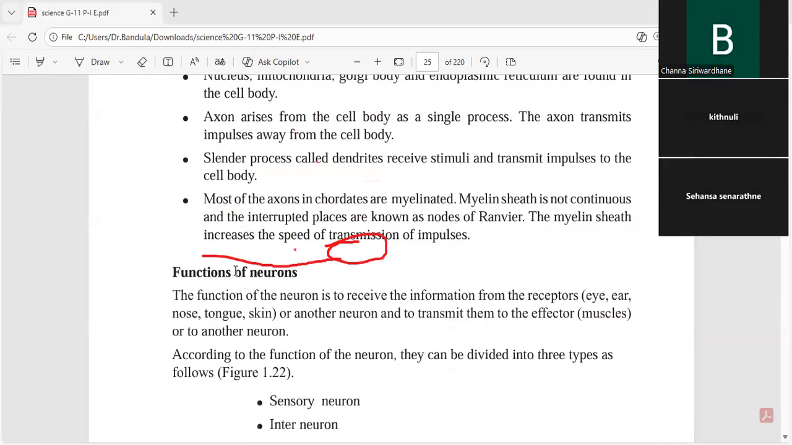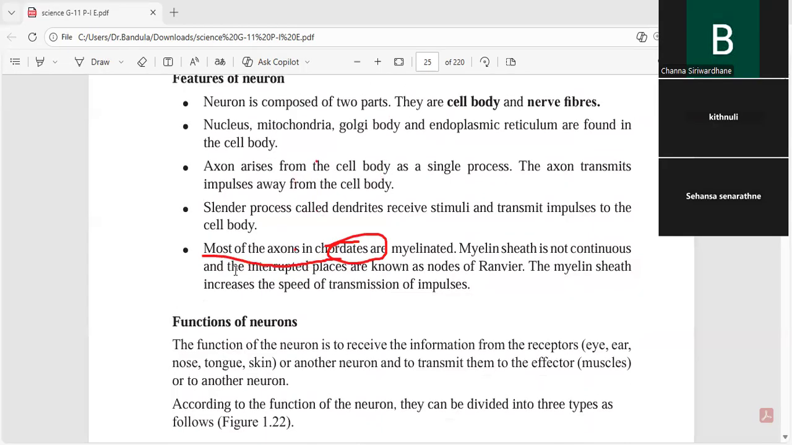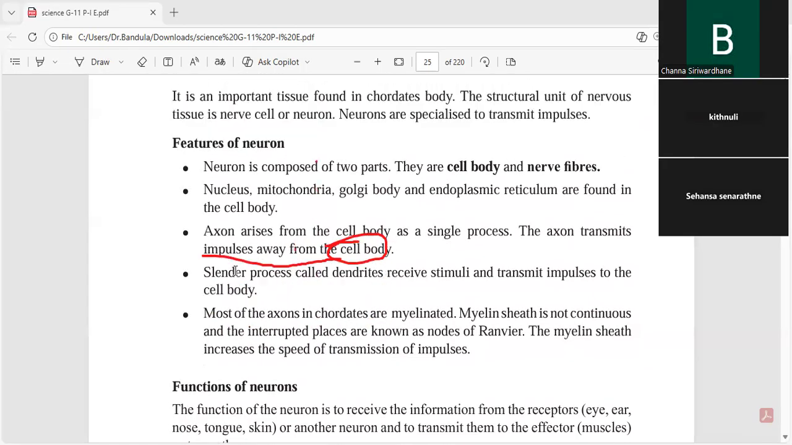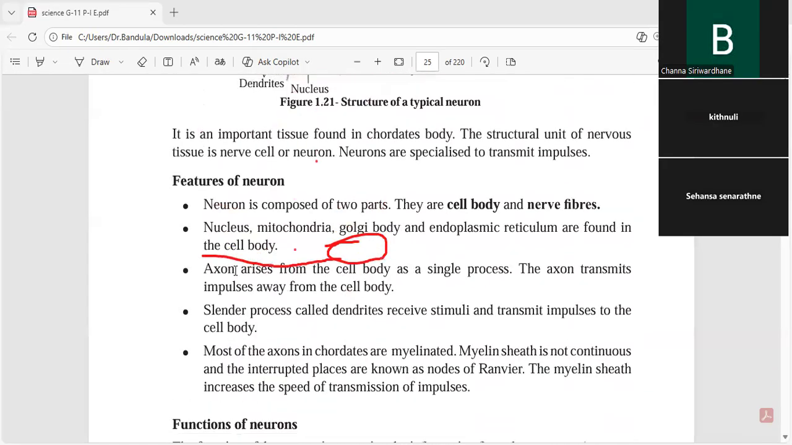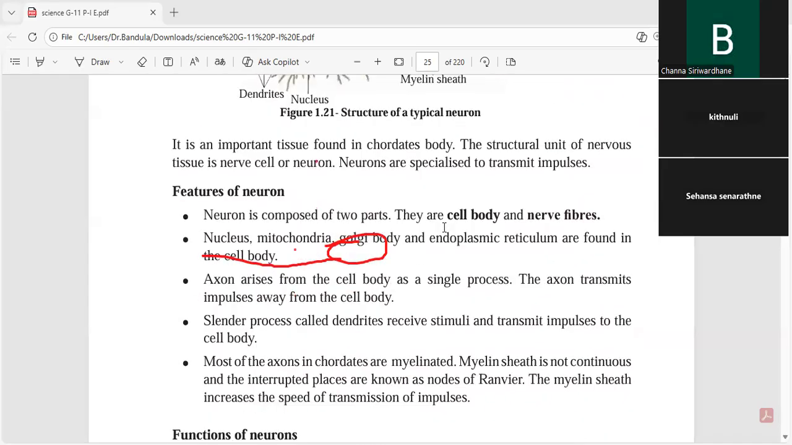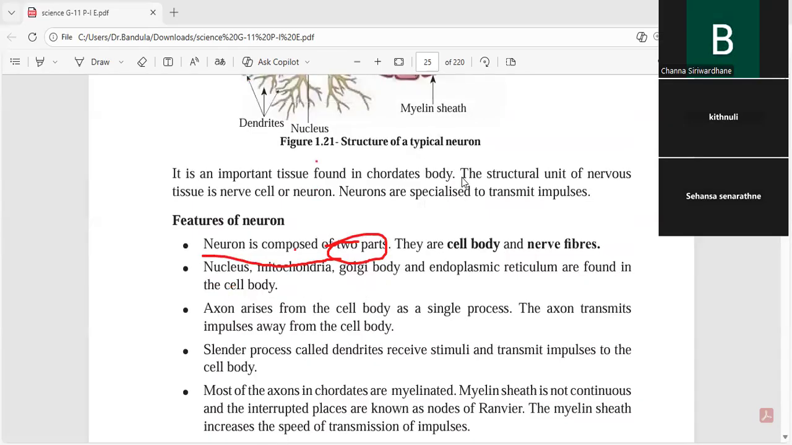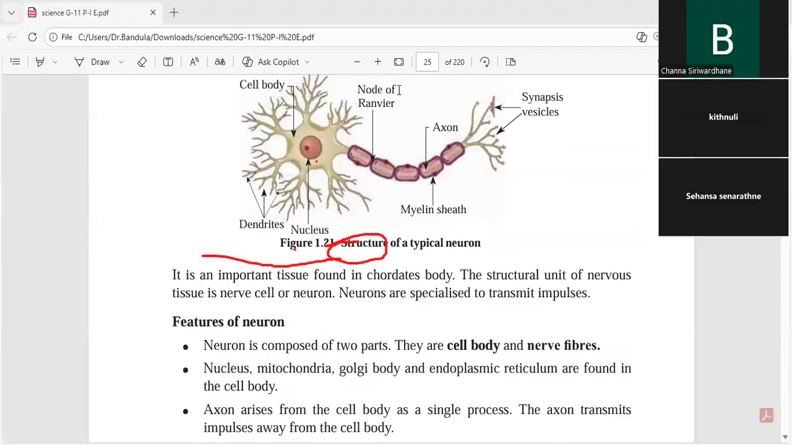Now, most of the axons in chordates are myelinated. Then, the axons are covered by myelin, right? The myelin sheath is not continuous and it is interrupted. Those places are known as nodes of Ranvier, right?